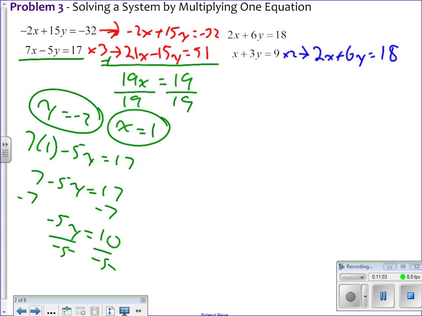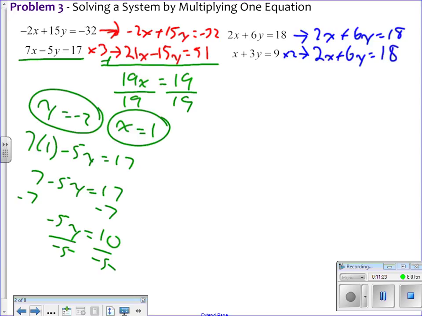Be very careful. The most common mistake students make is they don't remember to multiply what it's equal to. They don't remember to multiply by the constant on the other end. They just do the variables and forget the other part. Okay. Take the top one, just copy it over. 2x plus 6y equals 18.